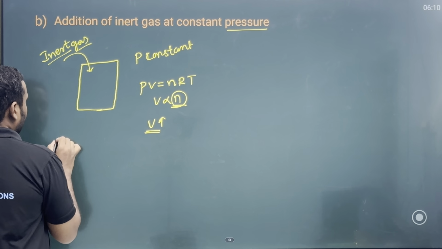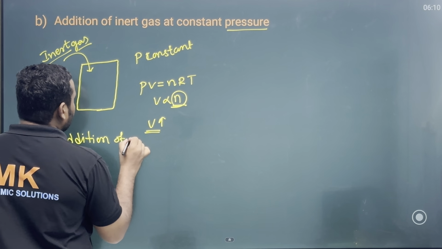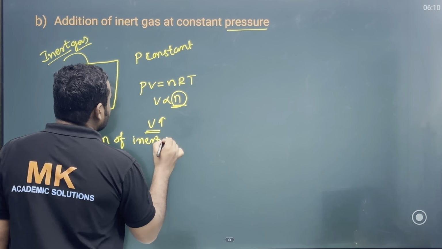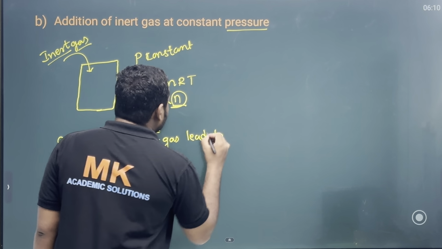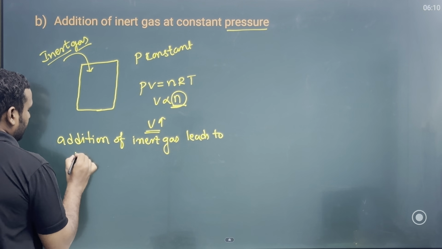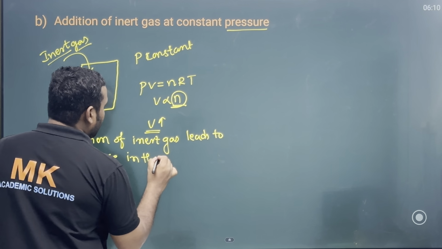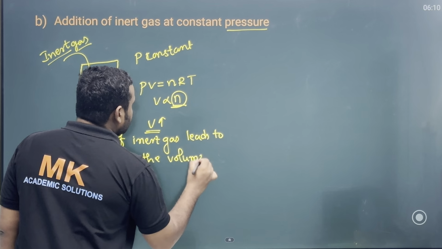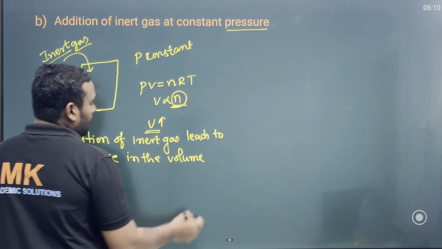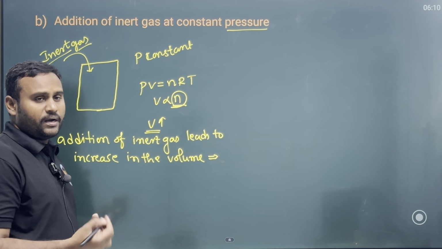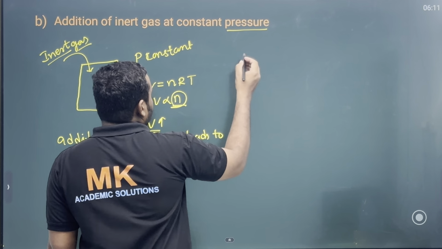So addition of inert gas leads to increase in the volume. So if volume increases, what will happen? Here it depends on the type of reaction again. It depends on what type of reaction, so which direction it is going to be moved.